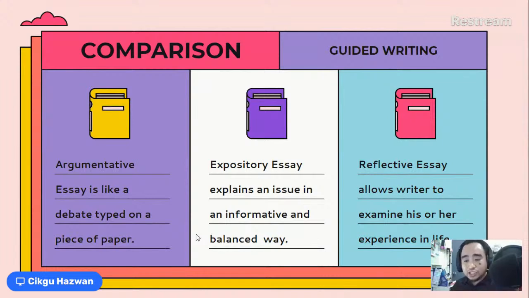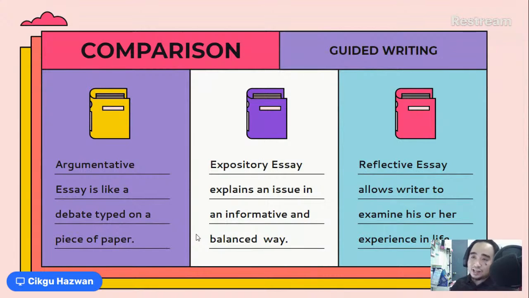Expository, explain an issue in an informative and balanced way. The keyword here is balance. For argumentative, it is an argument. You have to take a side, which one that you feel is better. For expository, you talk about A, you talk about B, but at the end you say A and B is there. Okay, A and B is there.